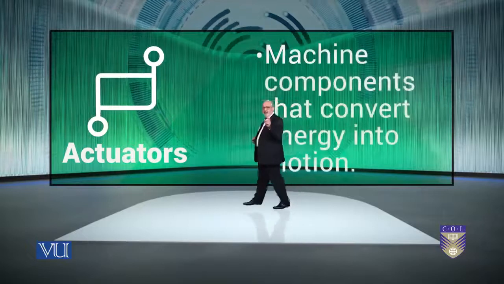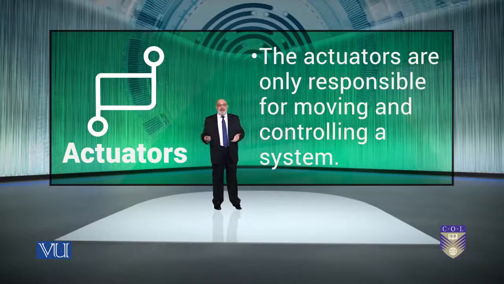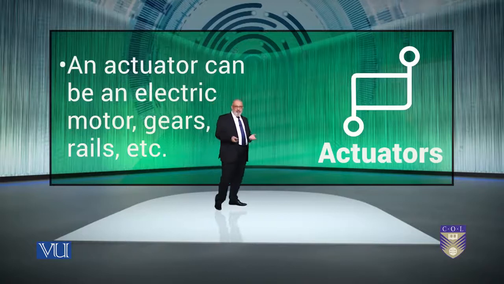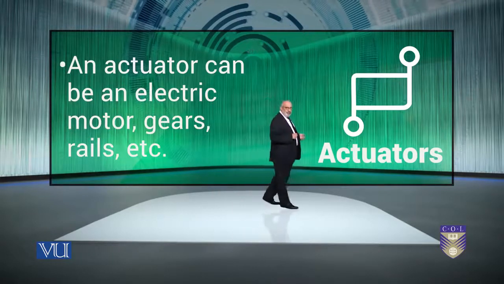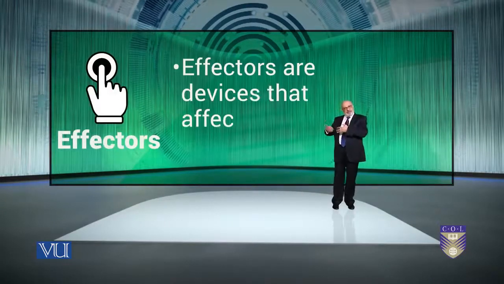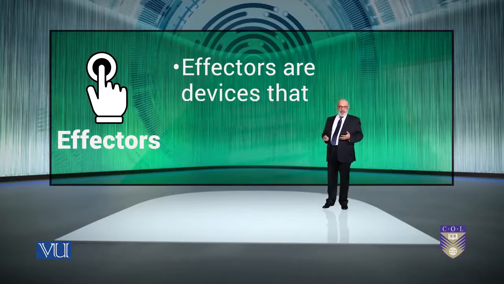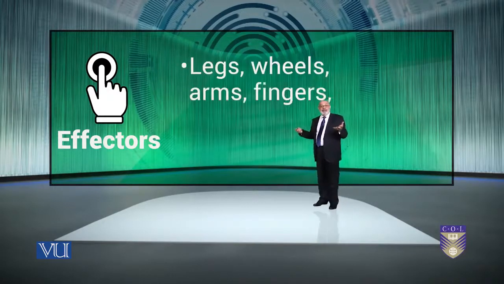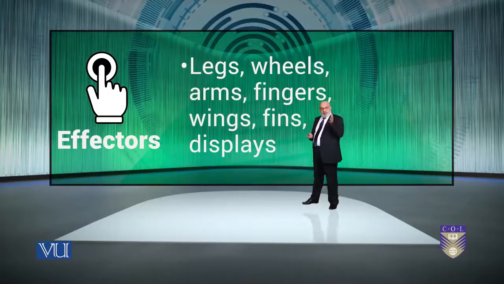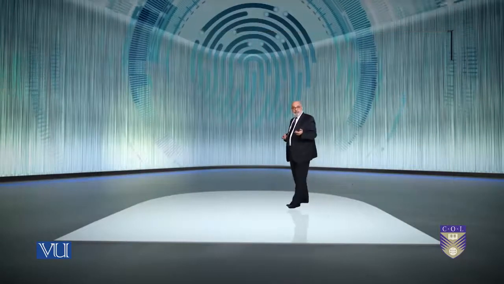An actuator, as I said, is a machine component that converts energy into motion. Actuators are only responsible for moving and controlling the system: electric motors, gears through which cars move, rails, and so forth. And effectors, finally, are the devices that affect the environment, that interact, the actual effect of what we want to do. Like legs, wheels, arms, fingers. Legs and feet help us move, wheels help move the cars. So that is the actual effector which is producing the output.